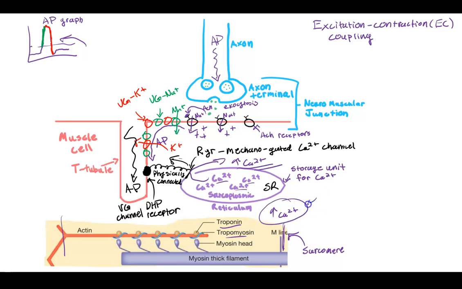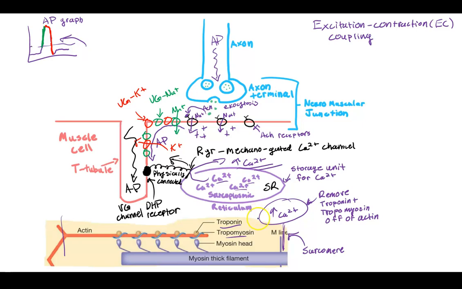The role of calcium is to remove troponin plus tropomyosin off of actin. It doesn't completely remove it, it just shifts it slightly so that it's no longer blocking those myosin binding sites on actin.